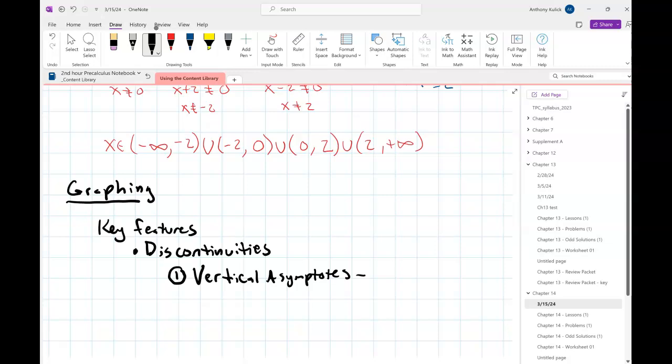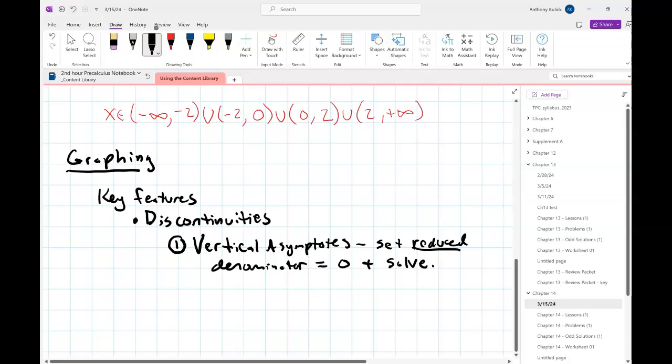To find the vertical asymptotes, we set the reduced denominator equal to 0 and solve. The other type of discontinuity we can have is called a removable discontinuity.